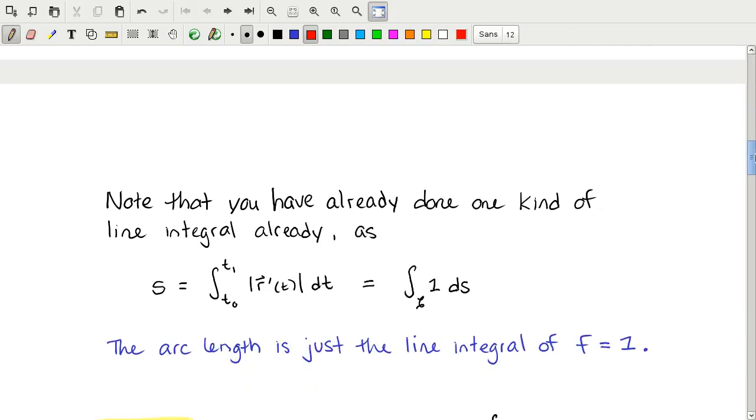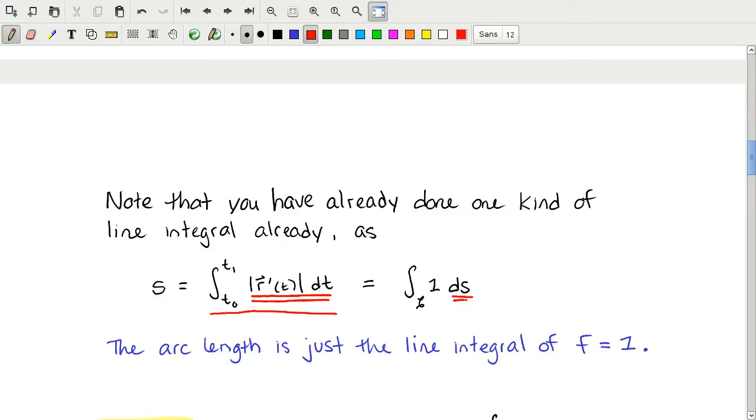But before we do that, I just want to say that if this seems confusing, think for a moment that you have already done one kind of line integral. We have already learned how to do this kind of line integral right here. An integral over a parameter t of the magnitude of r prime of t dt, that was called the arc length. Well, using this new notation that we've now introduced, we could write that much more simply as the integral along the curve of 1 times ds, because this object right here is called the length element ds.